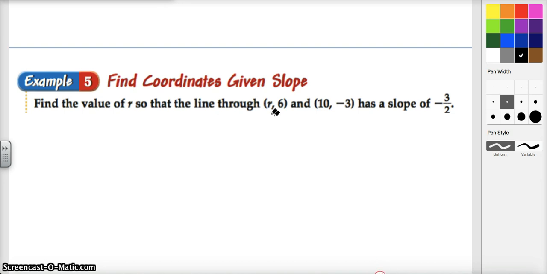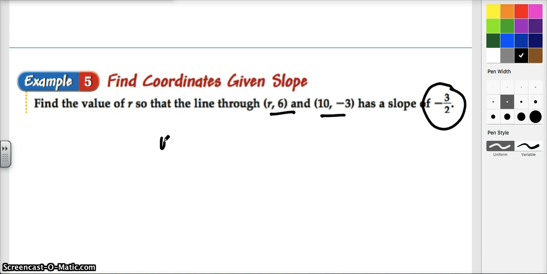Now a little bit of interesting problem solving. We need to find the value of R, and I've seen these on standardized tests, so I think it's worth taking time to look at this example. You're given a point, (10, -3), and another point, (R, 6). You have to figure out what this R value is, and you're given the slope of the line. You feel in your heart that you have enough information, but you're not quite sure how to put it together.